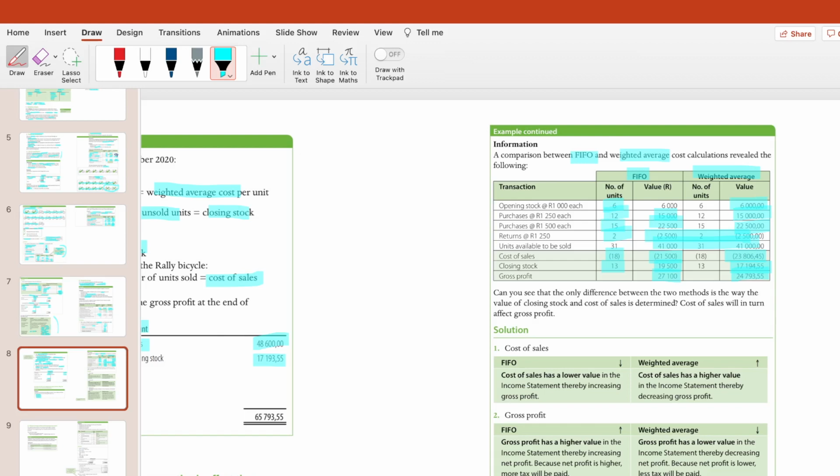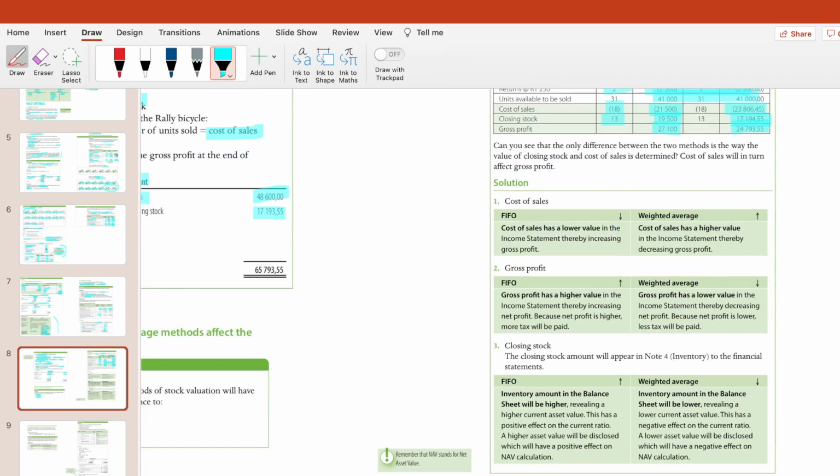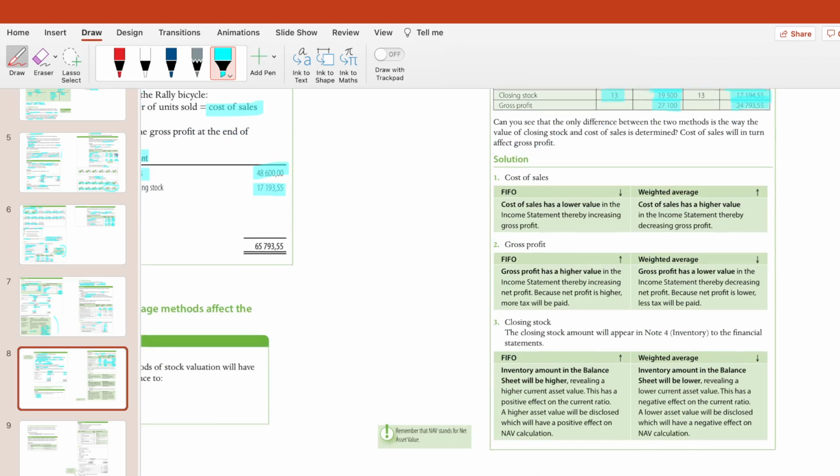The difference comes in how that is determined, and the cost of sales will in turn affect also our gross profit. So you can go and just look through the examples again, and you remember we already worked out everything. So we have to go and comment on the cost of sales, the gross profit, as well as the closing stock. If you have to comment in a test or exam, here's what you can say.